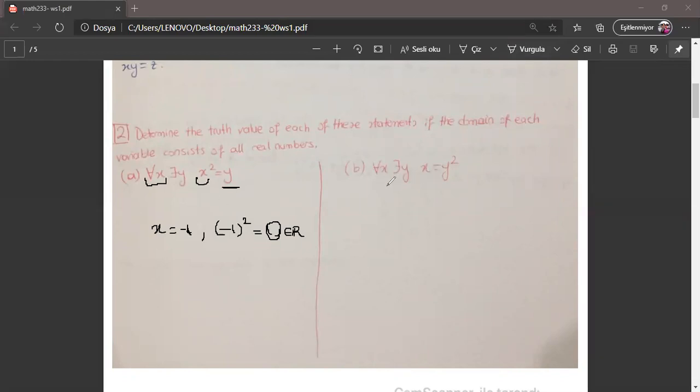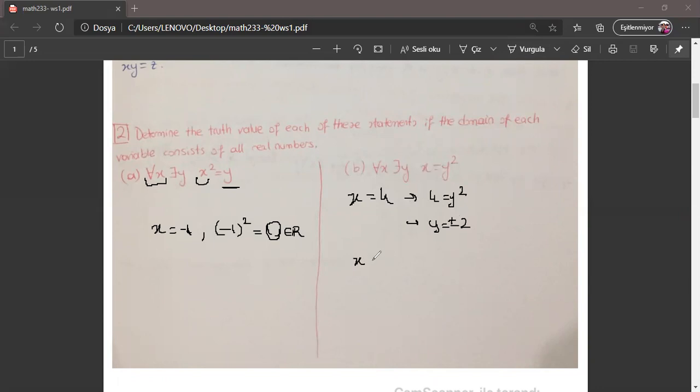Okay, so what about this? It says for all x, for any real number, there exists some y such that x equals y squared. So for example, let's start with some basic number, x equals 4. Then we obtain 4 equals y squared. We'll check if this exists or not. This equation gives y is either -2 or +2. So such y exists.